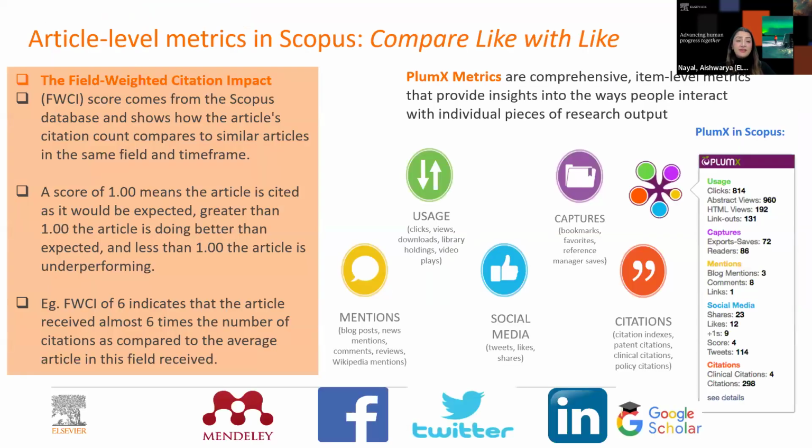The last metric is the FWCI, Field Weighted Citation Impact. This score also comes from Scopus databases and shows how the article's citation count compares to similar articles in the same field and time frame. FWCI is basically comparing articles on the basis of the citations they have received. One is taken as world average. Anything above one is above world average, anything below one is below world average. An FWCI of 2 indicates the article has received twice the number of citations as the average article in that field.